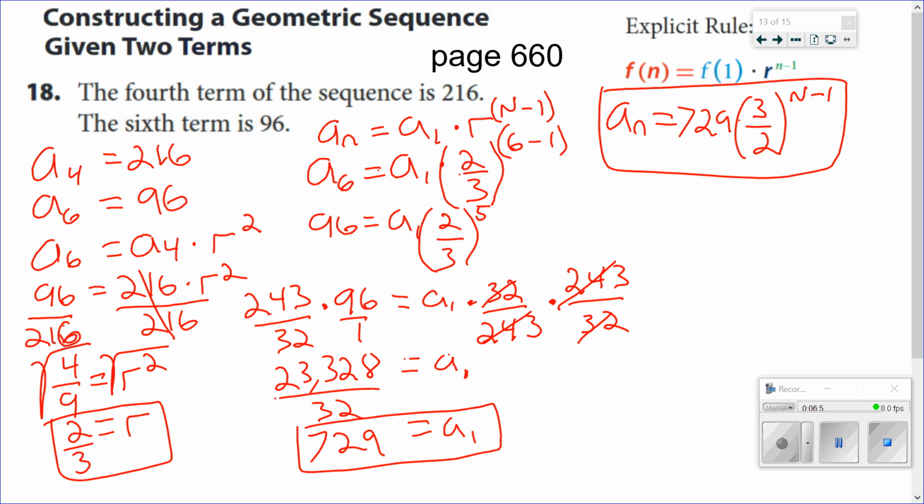So to recap, what you want to do is take the two terms you have and set them equal by multiplying by the right number of ratios that you don't know. Plug in your values and solve for that common ratio. Then pick either term, plug that in along with your common ratio, and solve for the first term. And then finally, write the formula, plugging in the two values that you just found, the common ratio and the first term. But that is constructing a geometric sequence given two terms.